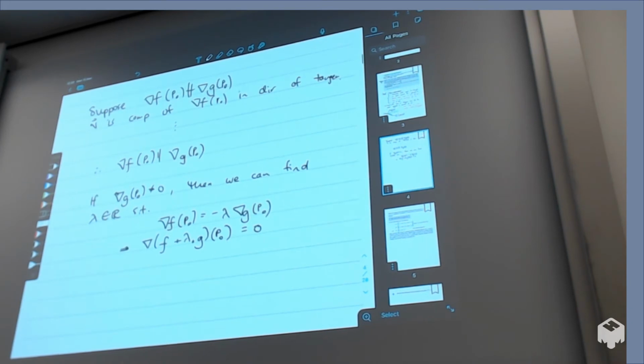Expanding this out, I'm going to call this function over here my Lagrangian, usually with a nice L like that.